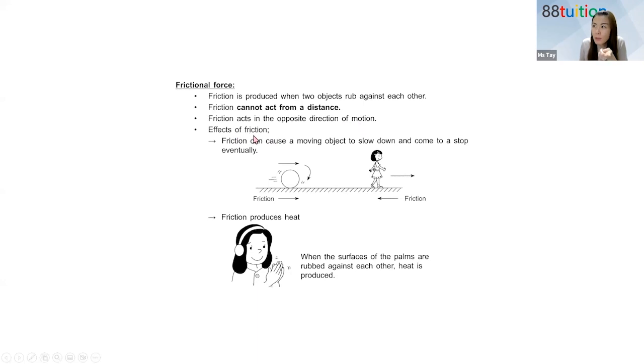Effects of friction. Friction acts in the opposite direction of motion. So if you're walking in this direction, friction acts in the opposite direction, always. Clear? Effects of friction: friction can cause a moving object to slow down or come to a stop eventually. Friction also produces heat. So when you rub your palms together, heat is being produced. You always see people in cold countries rubbing their hands, because they need some heat to keep them warm.